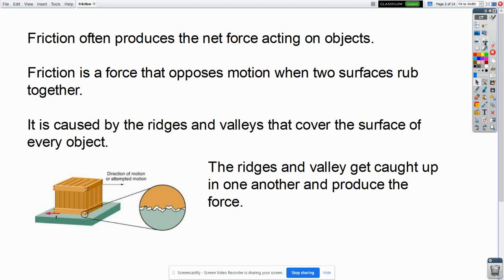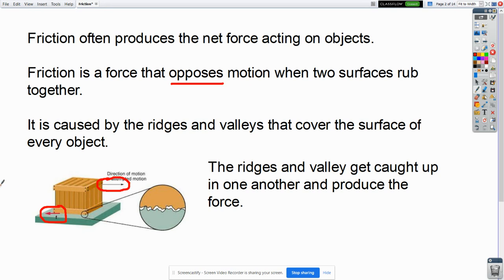It opposes motion when two surfaces rub together. Oppose means opposite of the direction that the object is traveling in. So if an object, like in my illustration here, is moving to the right, the friction that's being produced is off to the left. So when I say opposes motion, this is what I'm referring to. It is the opposite direction of the object's motion.